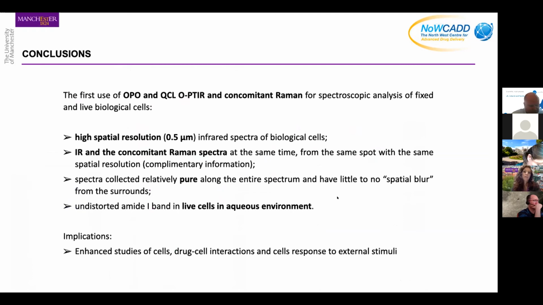Okay, so to conclude, this was the first use of the OPO and the QCL O-PTIR lasers and concomitant Raman for spectroscopic analysis of fixed and live cells. This technique made it possible to acquire IR and Raman spectra with a very high spatial resolution at the same time from the same spot. The spectra obtained are pure and present no spatial blur, and we were able to obtain an undistorted amide one band in live cells, so in the presence of water.